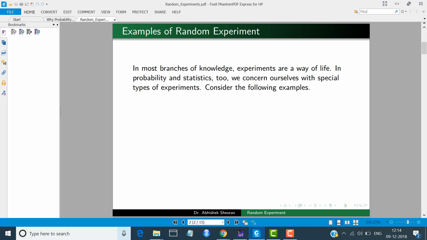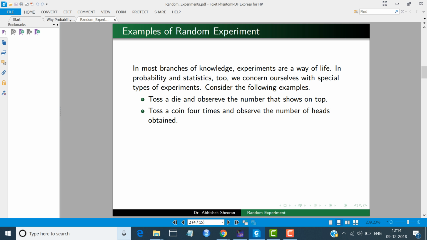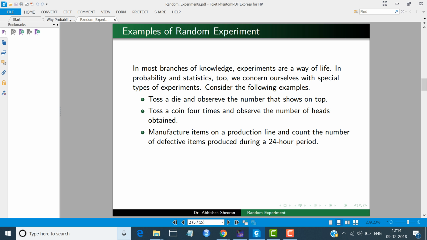Okay, so let's start with some examples. Suppose we toss a die and observe the number that shows on the top. It may be any number from 1 up to 6. Toss a coin 4 times and observe the number of heads obtained. All of these are small experiments that we may do in real life. Manufacture items on a production line and count the number of defective items produced during 24 hours.